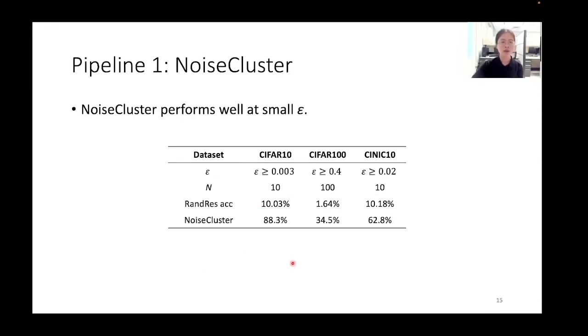We first evaluate our pipeline 1, noise cluster, where we can see that the noise cluster performs well at small epsilon. For example, on CIFAR10, even when epsilon is equal to 0.003, while the randomized response only gives a label accuracy of 10.03%, which is close to totally random, the noise cluster can still have a high performance of 88.3%. And this is also true for CIFAR100 and CINIC10.